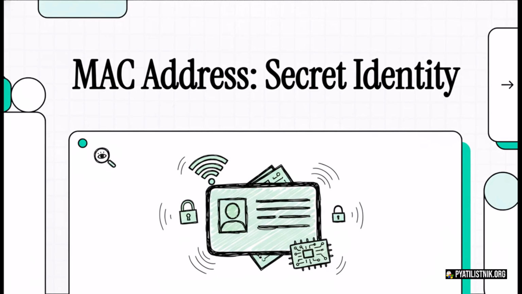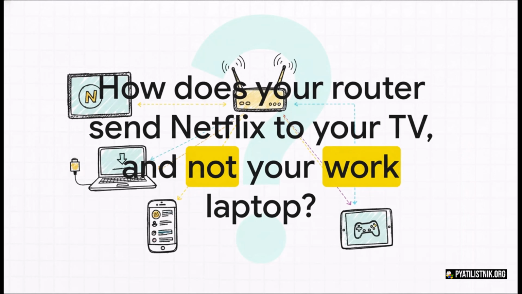Today we're going to talk about something you use literally every single second you're online, but probably never even think about. It's called the MAC address, and you can think of it as the secret permanent ID card for every single one of your connected devices. So how does this secret identity actually work? Let's find out.